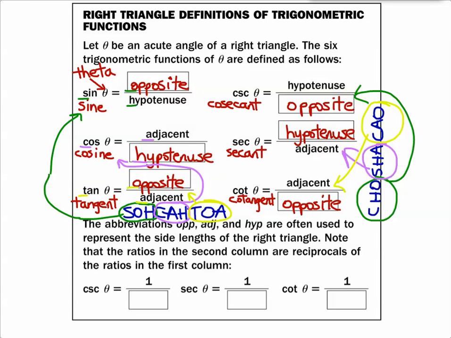Alright, at the bottom they talk about the fact that cosecant is actually 1 over the sine. If you look at the sine and the cosecant, you'll see they're reciprocals of each other. The secant is 1 over the cosine. So it's 1 over cos theta. That doesn't look good at all, but it's still true. It's 1 over cos theta.